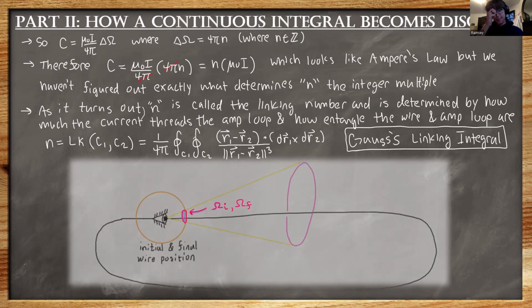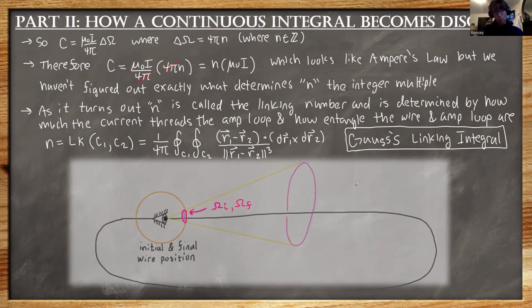It does. I'm going to give a little hint, which is, as it turns out, n is called the linking number, and it is determined by how much the current threads the amp loop and how entangled the wire and amp loop are. So you're talking magicians with their little rings, and they stick them together. If you stick rings together once, that's a linking number of 1, right? You can't get 2 solid rings away from each other with a linking number of 1.